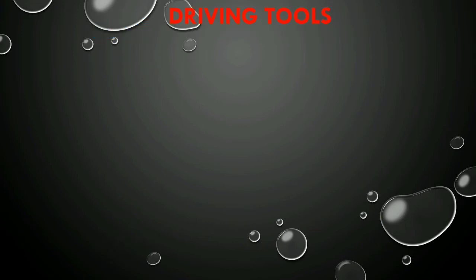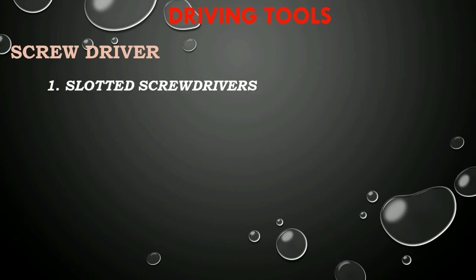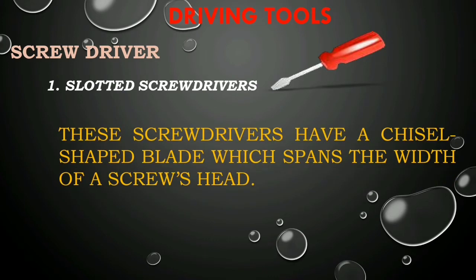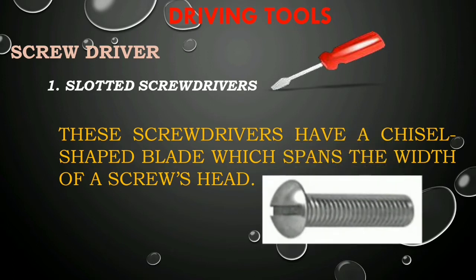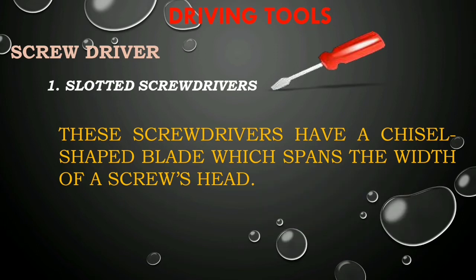Ang una sa mga hand tools na pag-uusapan natin ay ang driving tools. So, meron tayo dito ang screwdriver. And ang unang klase ng screwdriver ay ang slotted screwdrivers. So, itong example ng slotted screwdriver or yung tinatawag na flat screwdriver. So, these screwdrivers have a chisel shape blade which spans the width of a screw's head. So, ginagamit siya sa flat na or minus sign na tornilyo. Okay? So, hindi natin siya pwedeng gamitin sa may plus na slot kasi malulose thread ang tornilyo na ito.